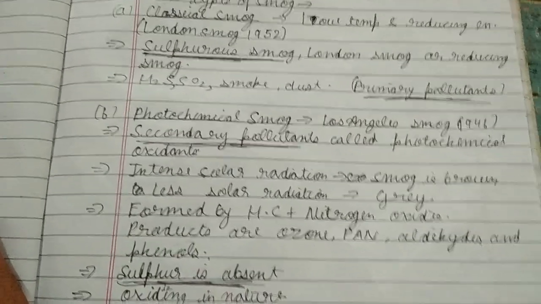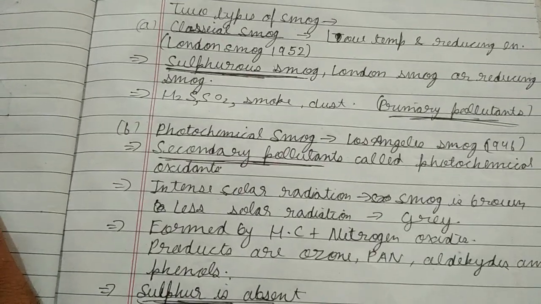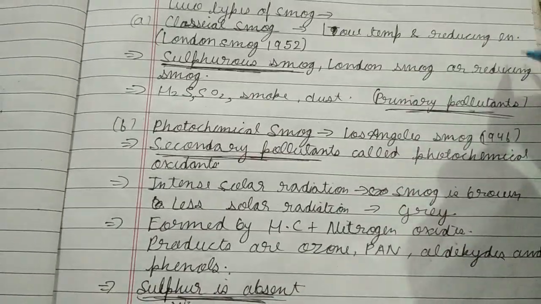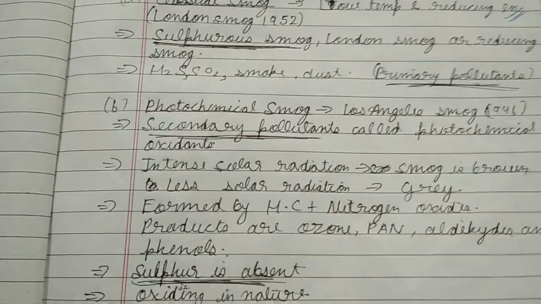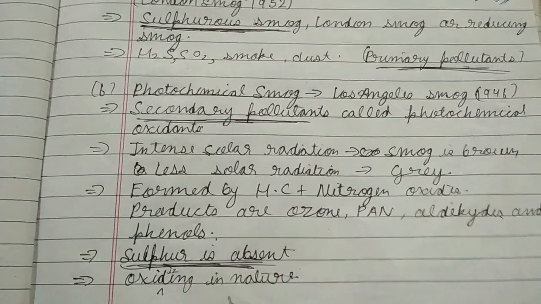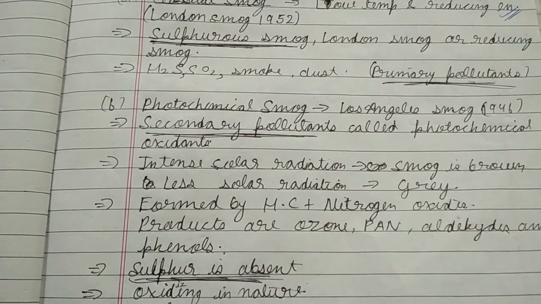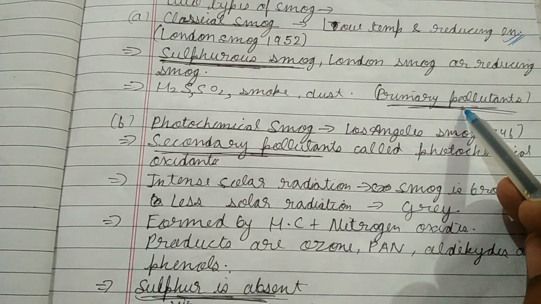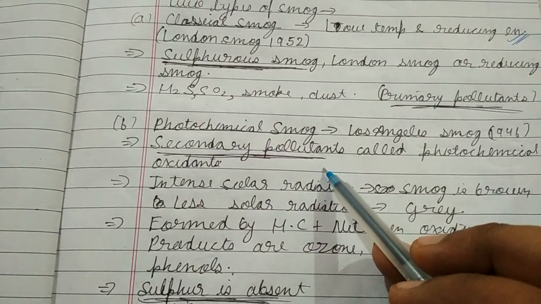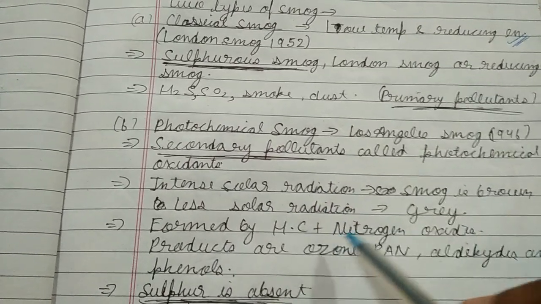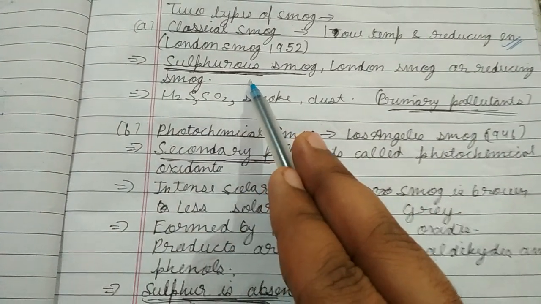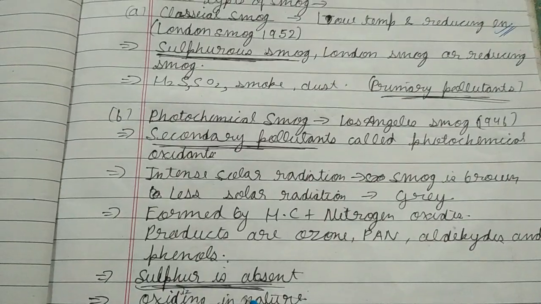The classical smog is sulfurous smog, while in photochemical smog sulfur is absent. Second point, the classical smog is reducing in nature, but the photochemical smog is oxidizing in nature. And the last point, classical smog consists of primary pollutants like H2S, SO2, while photochemical smog consists of secondary pollutants like hydrocarbons and nitrogen oxides. One main point: in this sulfur is present, in this sulfur is not present. So that is the main distinction between them.